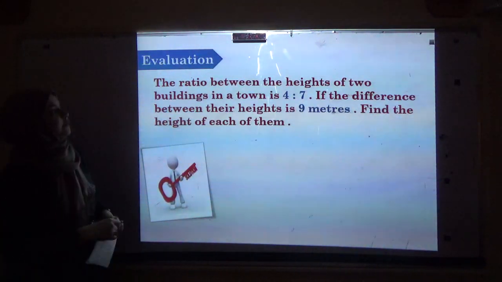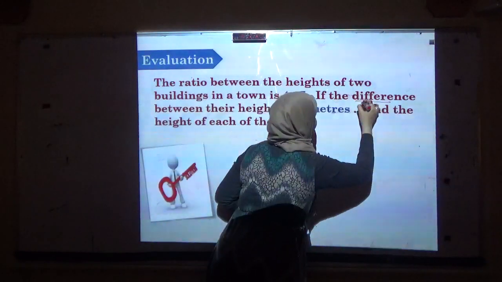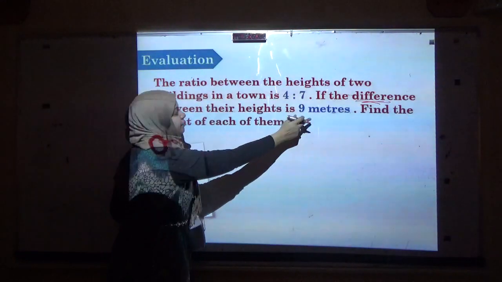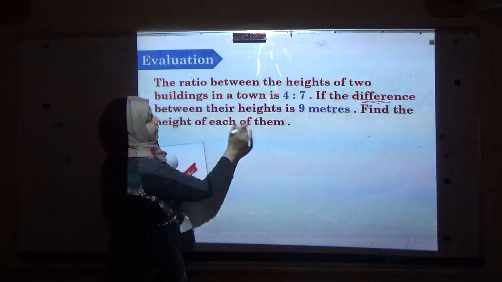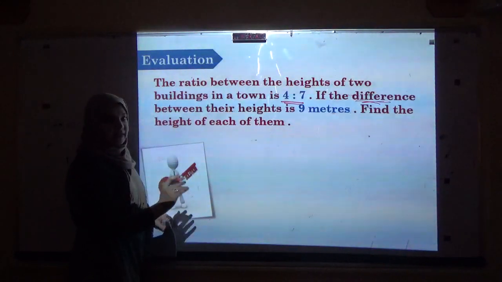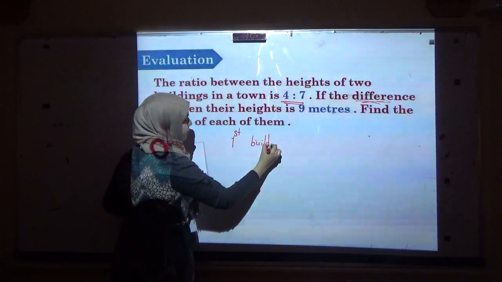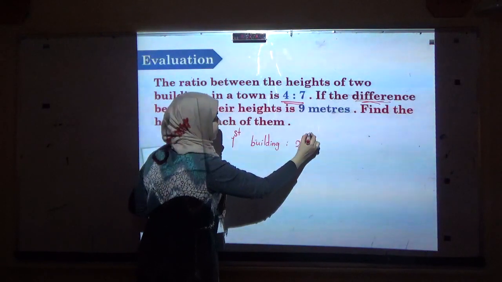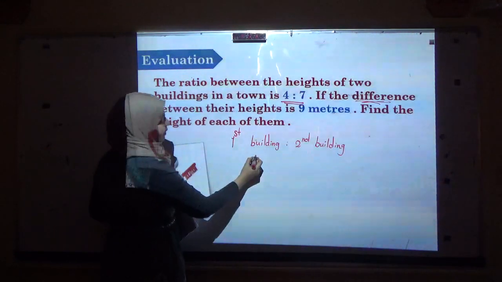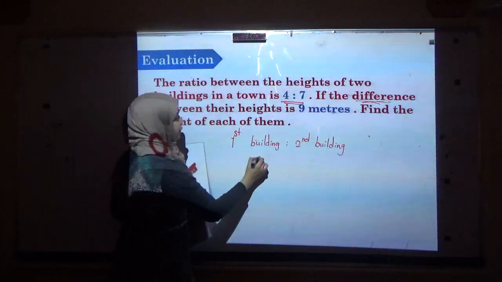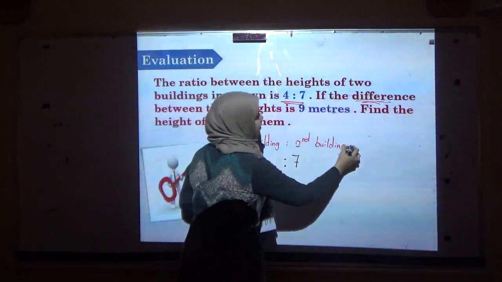The ratio between the heights of two buildings in a town is 4 to 7. If the difference between their heights is 9 meters, find the height of each building. Okay? He gives us the ratio between the heights of two buildings. So we have two buildings. First building, second building. The ratio between them 4 to 7. Okay? He gives us the difference between them, so add difference.